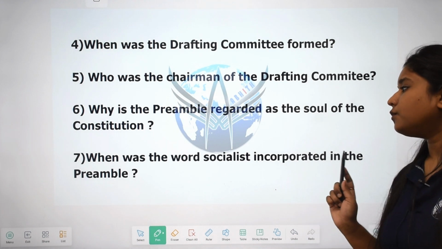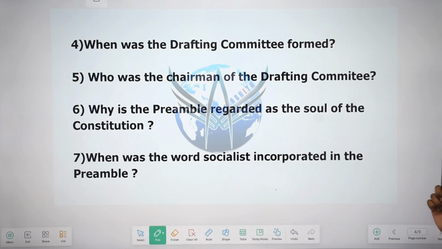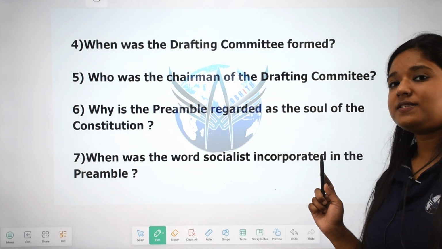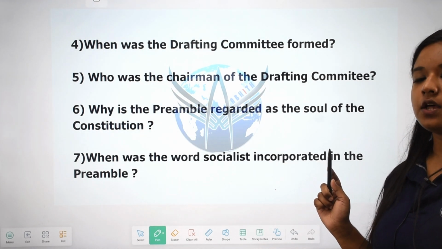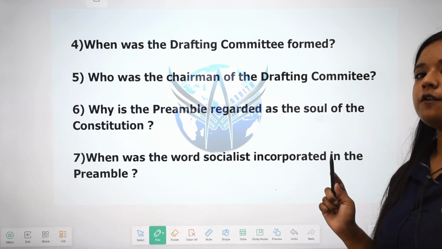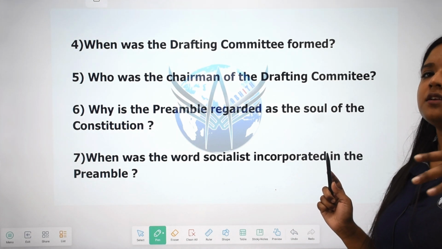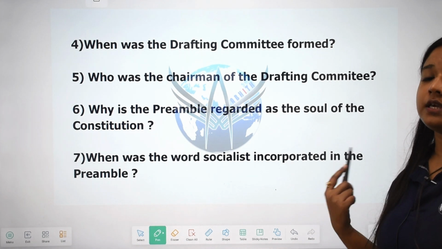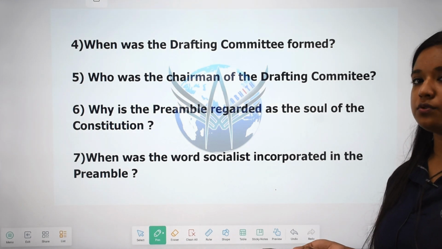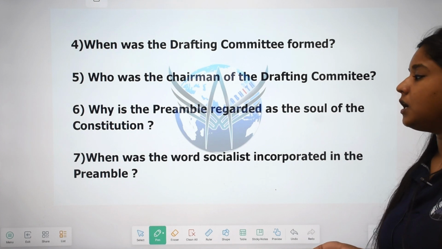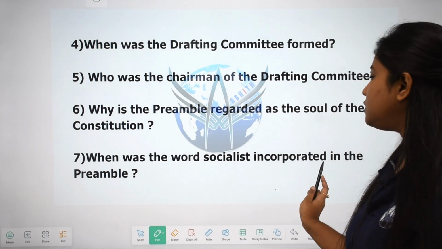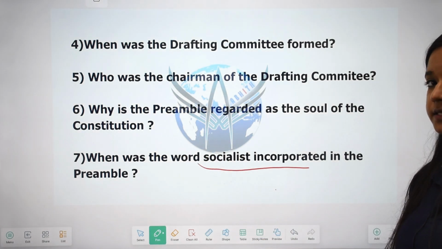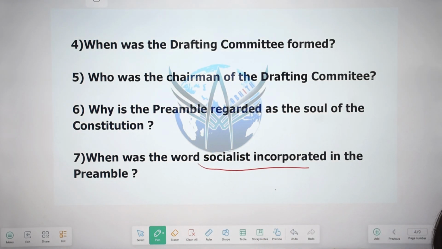Next, when was the word socialist incorporated in the preamble? The word socialist was incorporated in the preamble through the 42nd Amendment Act of 1976. When the Constitution was framed, some changes can be made to it later, through Amendment Acts. So the word socialist was included in the Constitution through the 42nd Amendment Act of 1976.